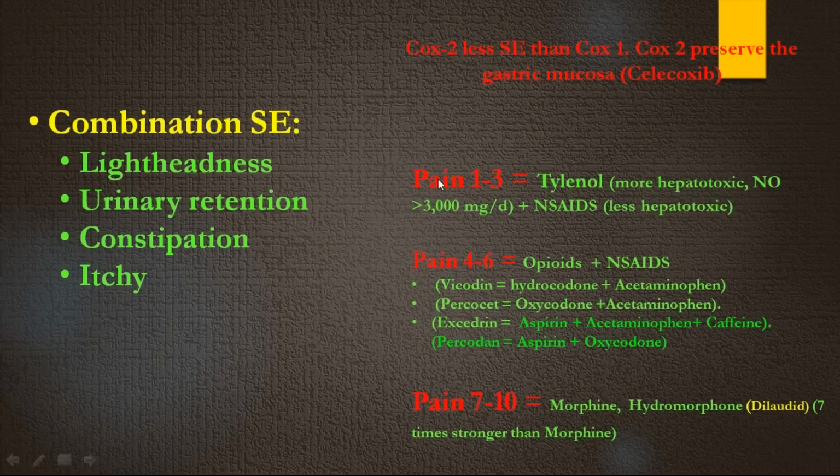So you already know pain 1 to 3, we have Tylenol, or you can have the NSAIDs. Okay. Opioids plus NSAIDs, the Vicodin, Percocet, Excedrin, are going to be for pain 4 to 6. And that's what I want you to learn from this class, please. Combination of side effects when you have opioids and NSAIDs: lightheadedness, urinary retention, constipation, and itchiness. Lucy, right? Remember please that the combination of the opioids and NSAIDs, the Vicodin, Percocet, Excedrin, Percodan, are going to have these Lucy effects: lightheadedness, urinary retention, constipation, and itchiness.